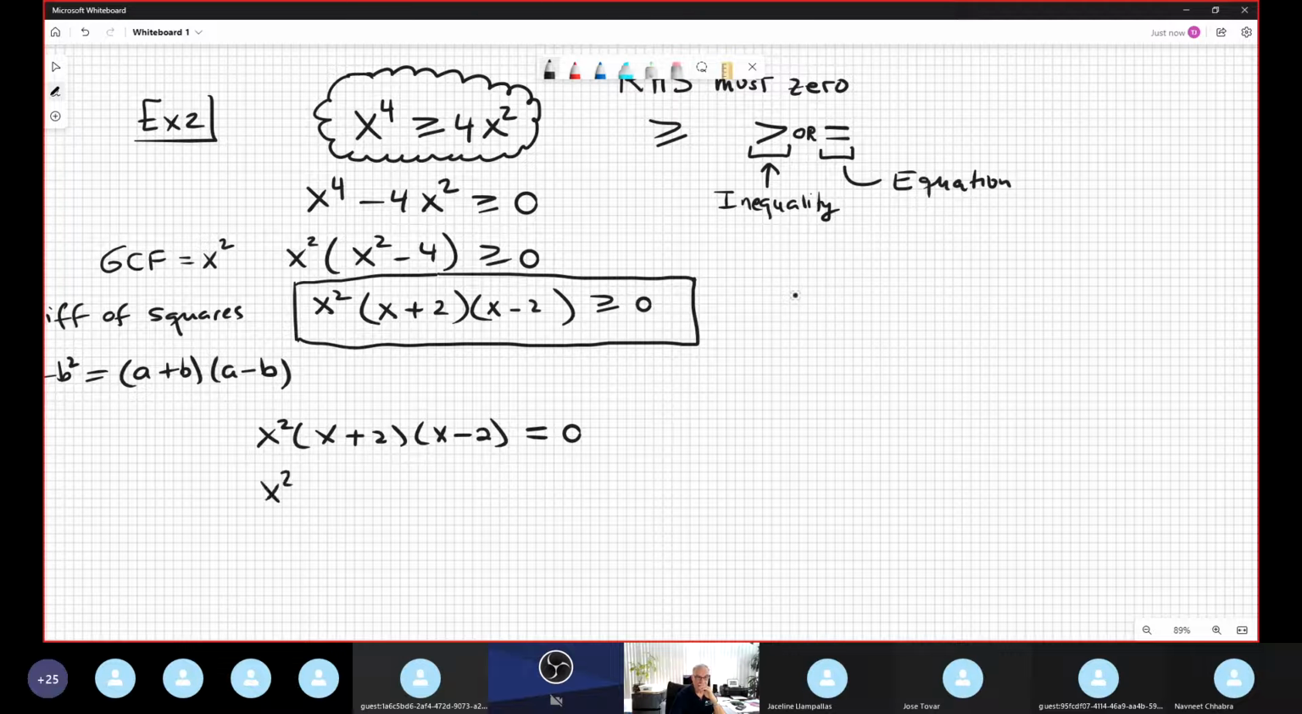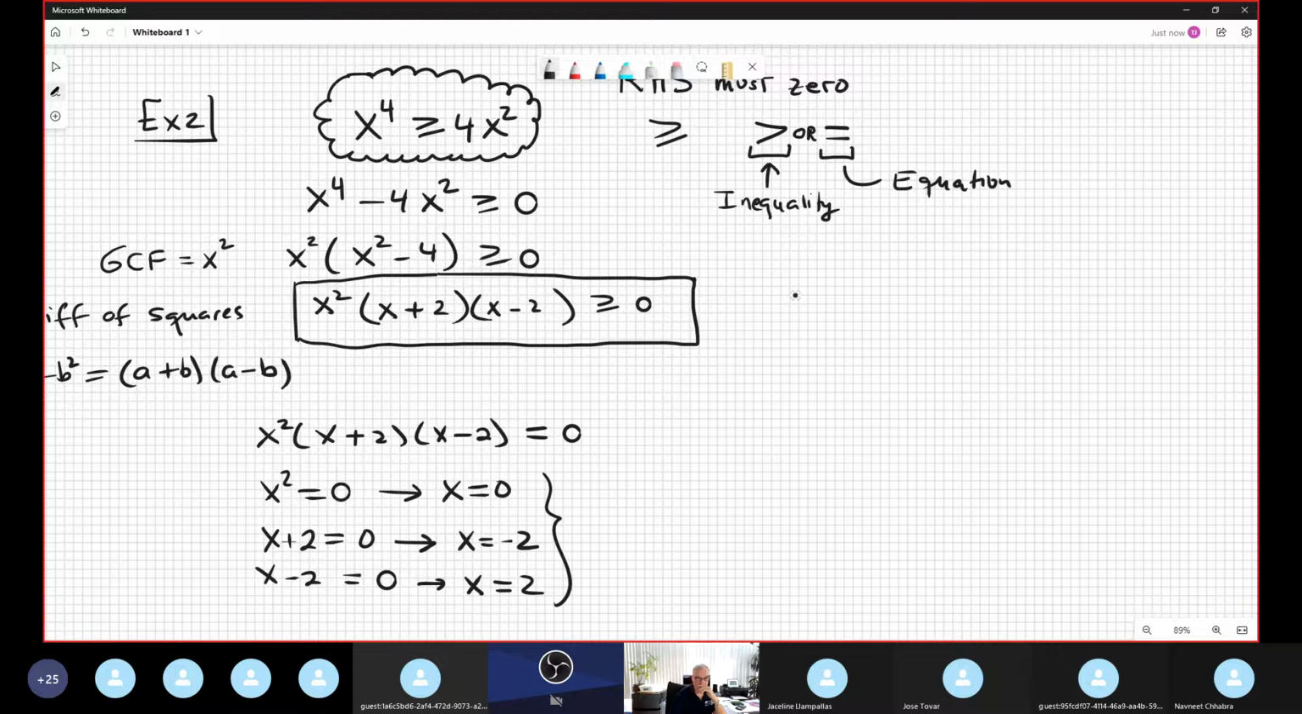You apply the zero factor property: x squared equals zero, which is equivalent to saying x equals zero, because you apply the square root to both sides. The square root of zero is obviously zero, and zero has no sign, plus or minus. Zero is zero. x plus 2 equals zero, therefore x is minus 2. And x minus 2 equals zero, therefore x is positive 2.